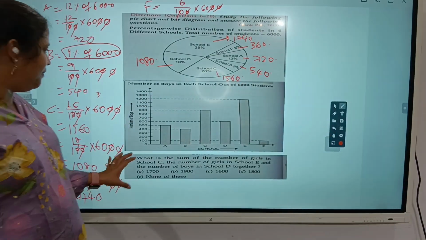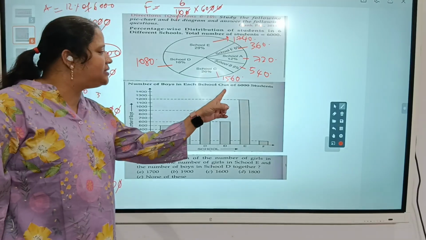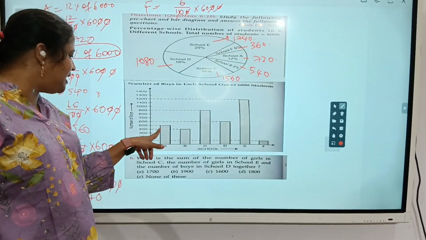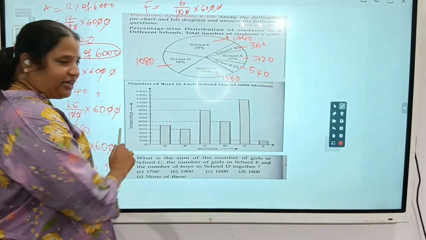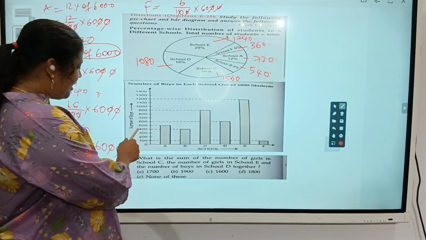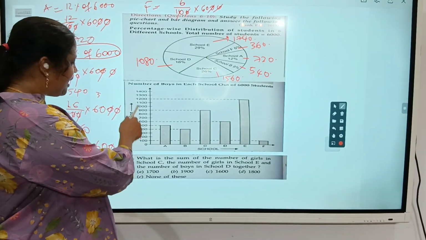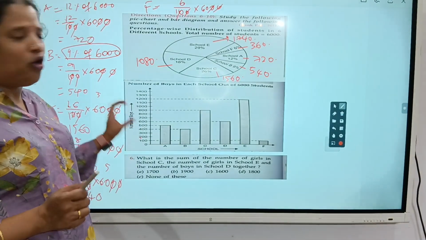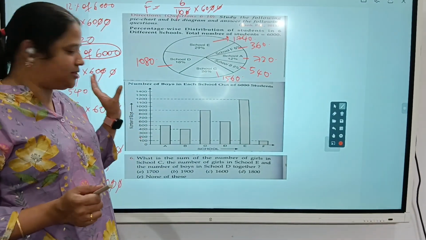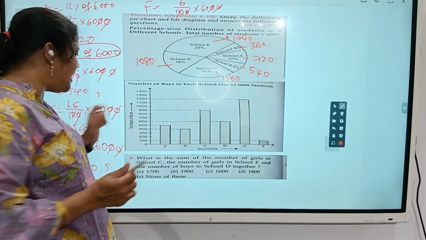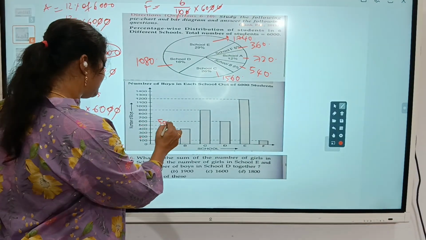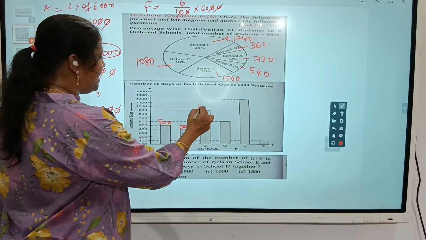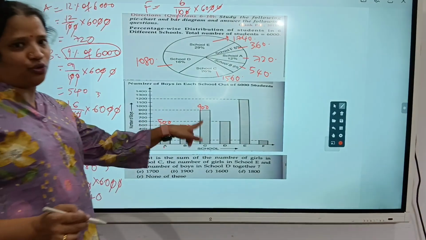In the second graph, the number of boys in each school out of 6,000 students is given. In school A, how many boys are there? By the graph, it is a 100-meter scale: 100, 200, 300, 400, 500, 600, 700, 800, 900, 1000, 1100, 1200, 1300, 1400. Hope you are able to see these values. In school A, there are 500 students. In school B, there are 400 students. School C, 900. These are boy students.